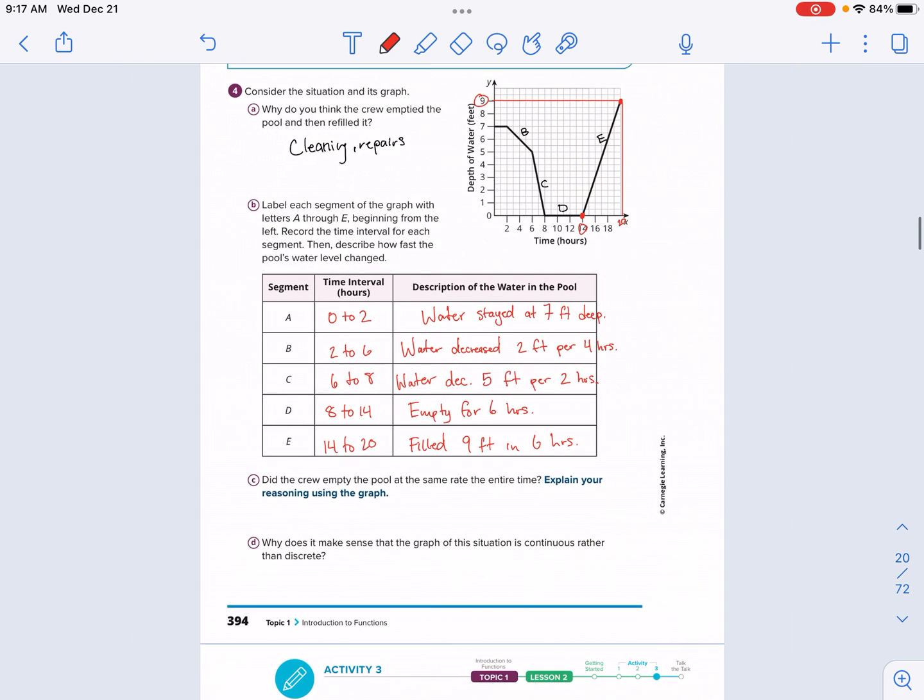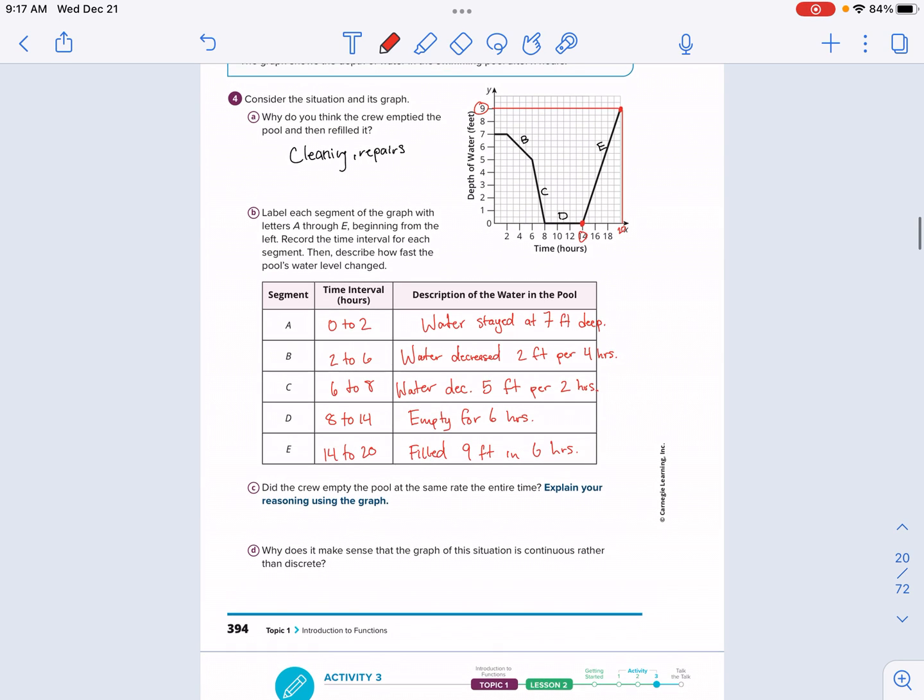All right. For this, C, did the crew empty the pool at the same rate the entire time? No, right? Otherwise it would be a straight line. It would go from here to here, which it didn't, right? It decreased for B and decreased for C, so we're going to say no. It's not a straight line.